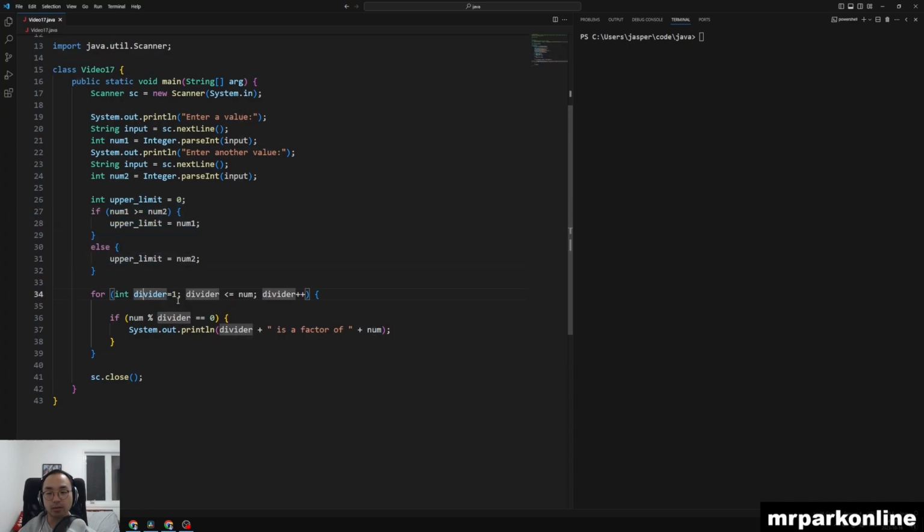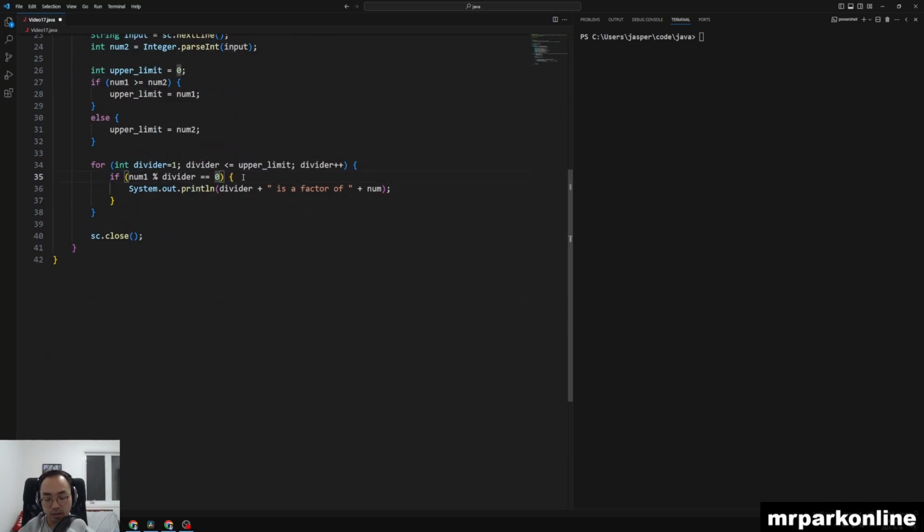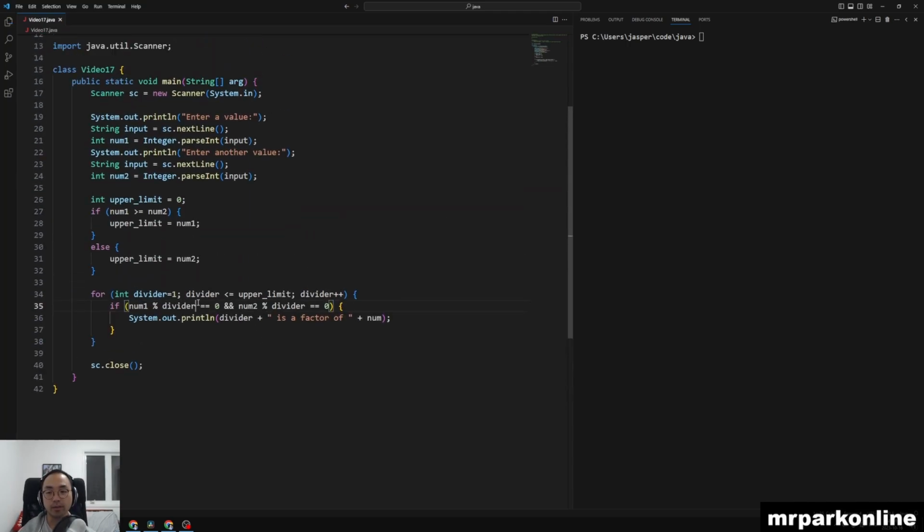So instead of having our divider go from 1 all the way to num, we don't know what that num is, we're going to go up to this upper limit. Then our conditions are very similar. We take num1 modulus divider and see if that is equal to 0, and num2 modulus divider is also equal to 0. That means we have a common factor between these. So we output that divider is a common factor of num1 and num2. Like that, and let's test our code.